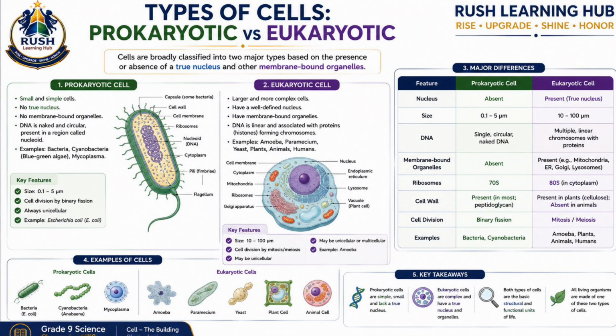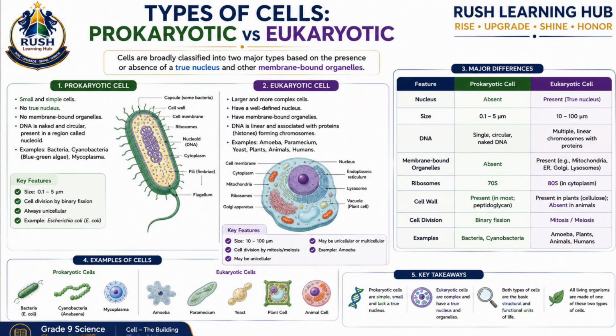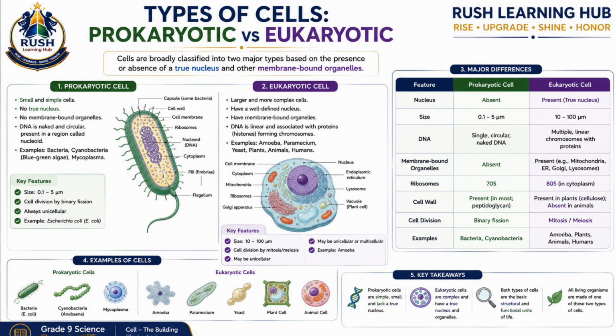Eukaryotic cells are generally larger than prokaryotic cells and range from about 10 to 100 micrometers in size. They may be unicellular or multicellular. Examples of unicellular eukaryotes include amoeba, paramecium, and yeast. Examples of multicellular eukaryotes include plants, animals, and human beings. Now let us compare prokaryotic and eukaryotic cells.